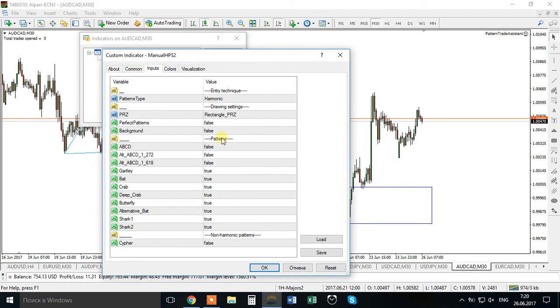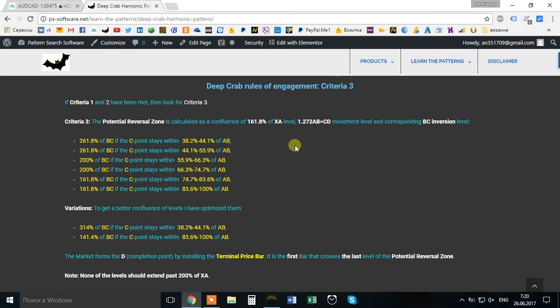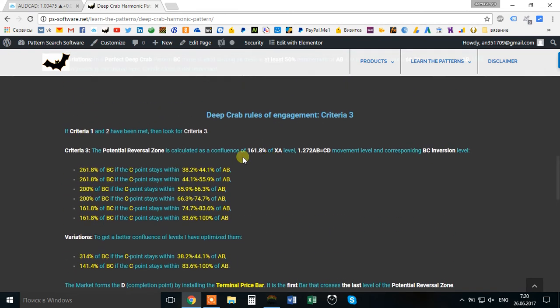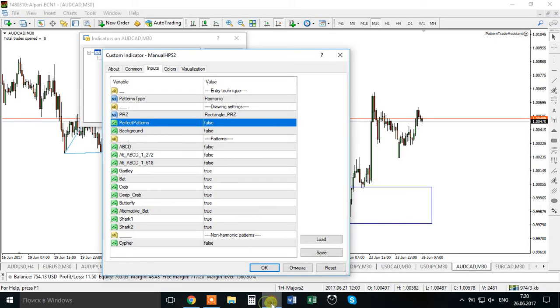You can switch on the perfect patterns. What are the perfect patterns? Okay, let's go back to my website. The perfect patterns, as I told you, are the variations. In the variations, perfect patterns, where is that variation? Variation in a perfect Deep Crab is the BC requirement. So if you switch that, it turns into a perfect pattern. These perfect patterns are discussed in Scott Carney's Harmonic Trading Volume 1 book.